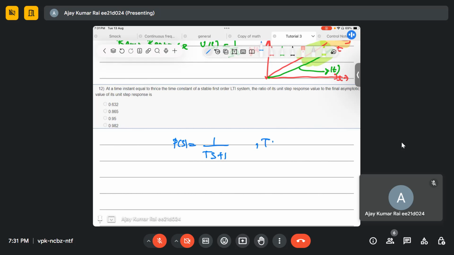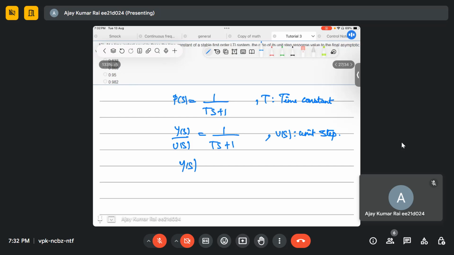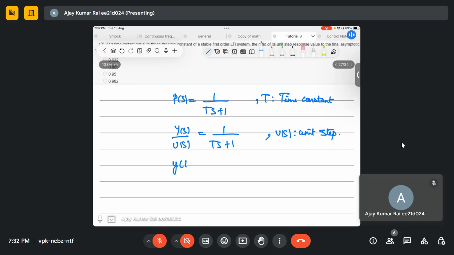Here T is the time constant, you can write it as tau also. So here it is T. What you have to find out is the response, with the system 1 by (Ts plus 1), and here U(s) is what? Unit step. So what is the unit step response Y(s)? Directly I will write, because in the previous question we have already found out the unit step response, which is equal to 1 minus e to the power minus t by T.